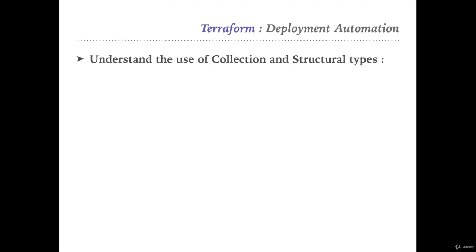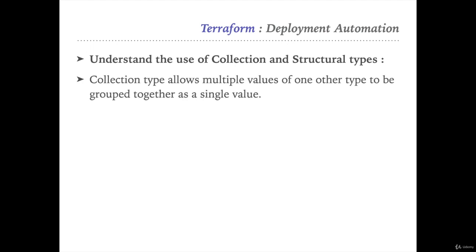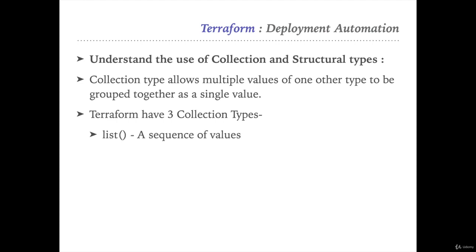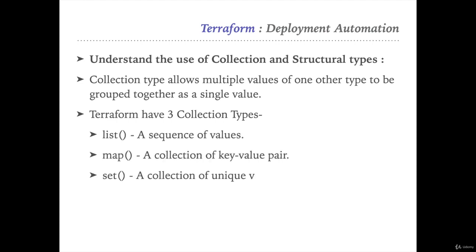Let's understand the use of collection and structural data types in Terraform. Collection types allow multiple values of one other type to be grouped together as a single value. If you are familiar with any programming language like Java, Python, Ruby, or C Sharp, then every programming language has a collection data type. Similarly, HashiCorp Terraform has collection data types, and Terraform has three collection types: list, map, and set. A list is a sequence of values, and you can keep similar kinds of values in a list. The sequence could be 1 2 3 4 5, a b c d, or a sequence of names or anything.